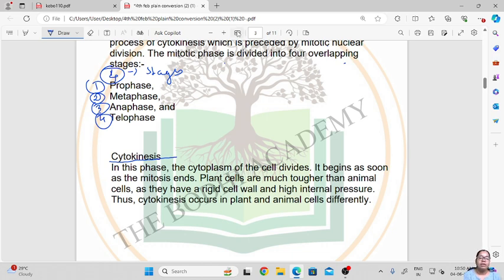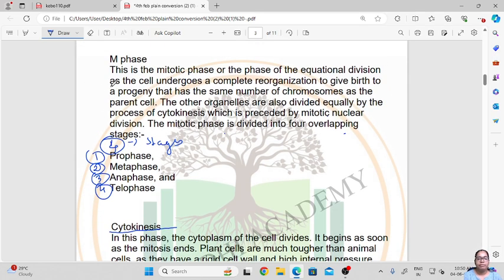So the first phase of the cell cycle is the M phase. It is the mitotic phase. Here the cell division will take place with the nuclear division, that is, it will undergo prophase, metaphase, anaphase, and the telophase. After this division, the cell will undergo the cytoplasmic division. First there will be nuclear division. Then the cytoplasm has to divide, and the cell has to be separated into two different cells.